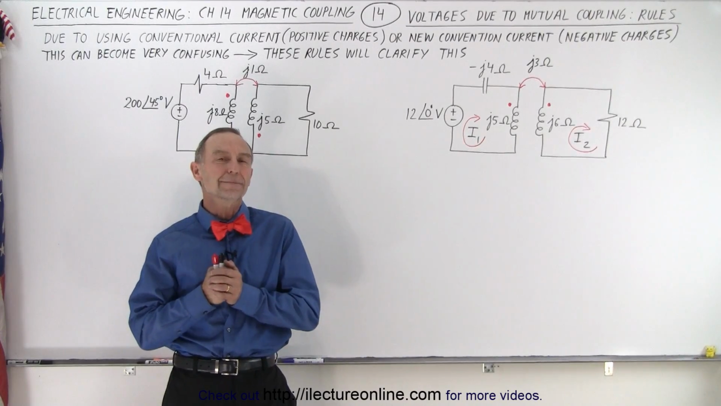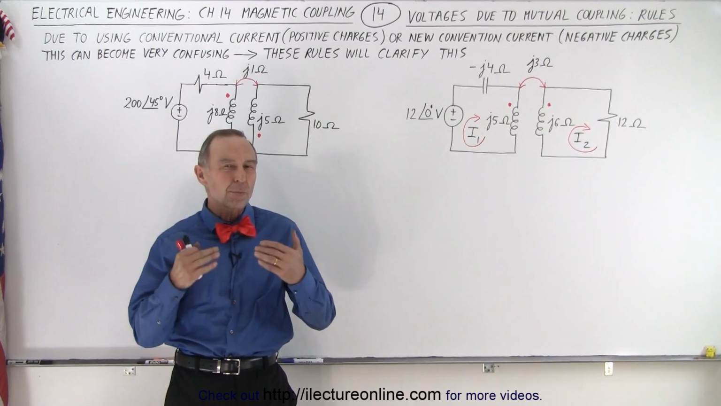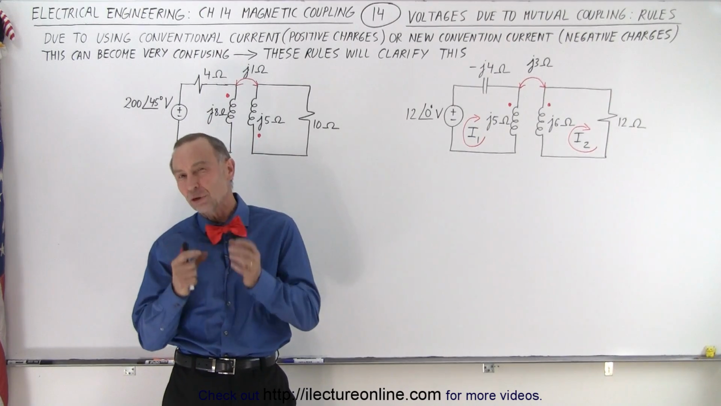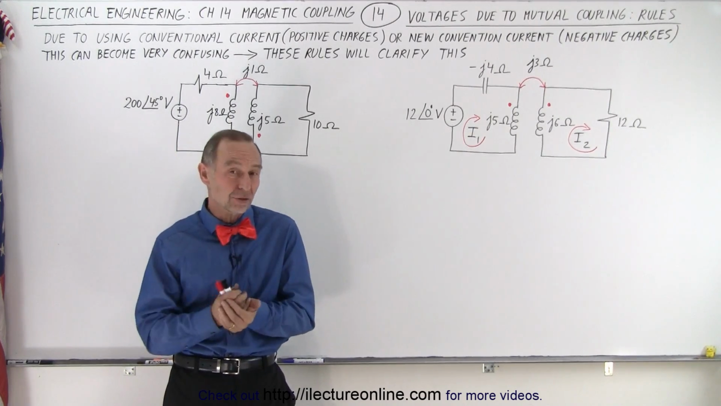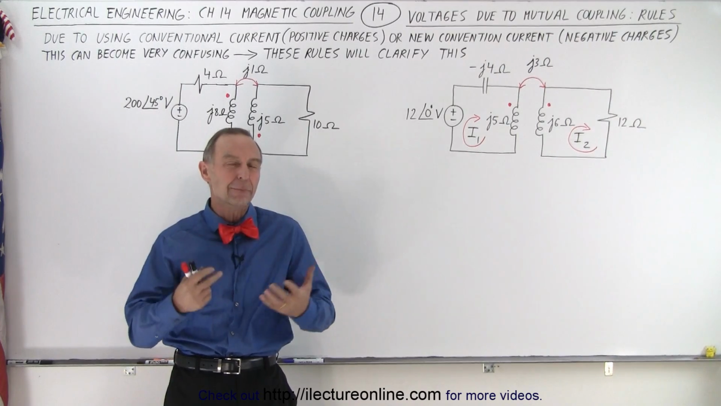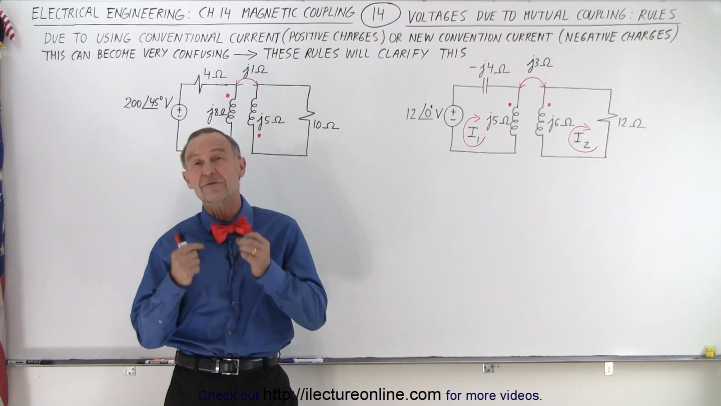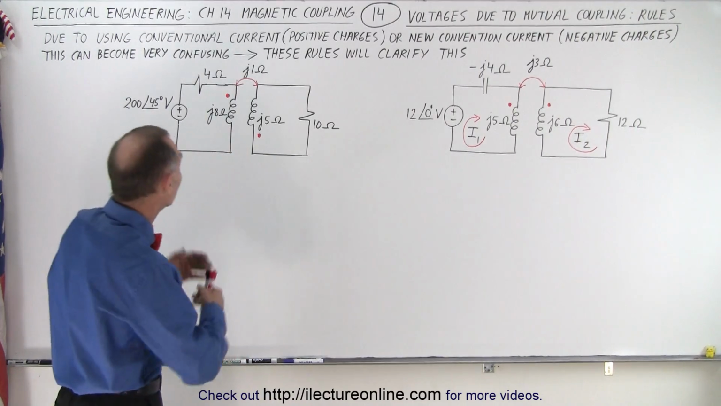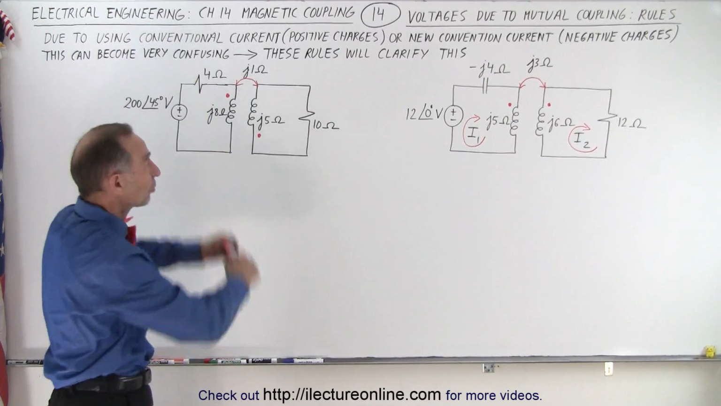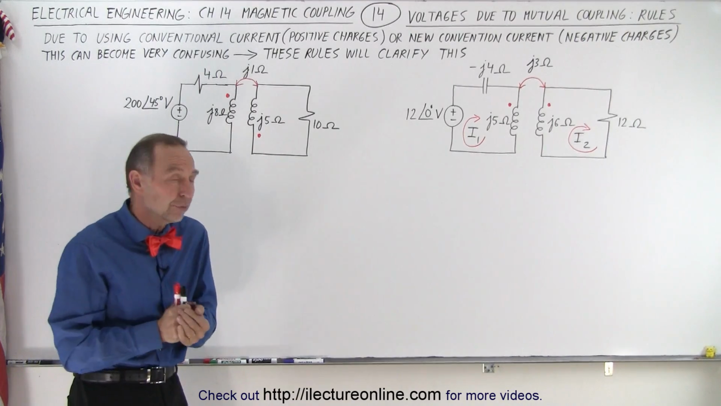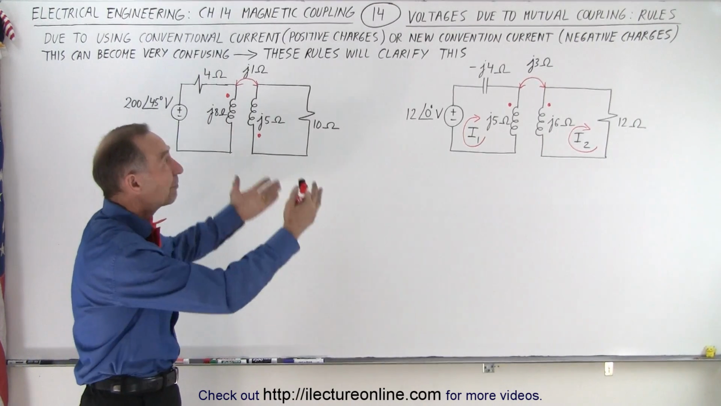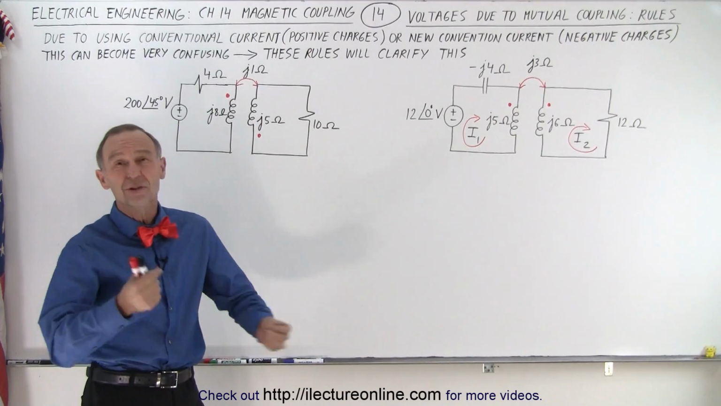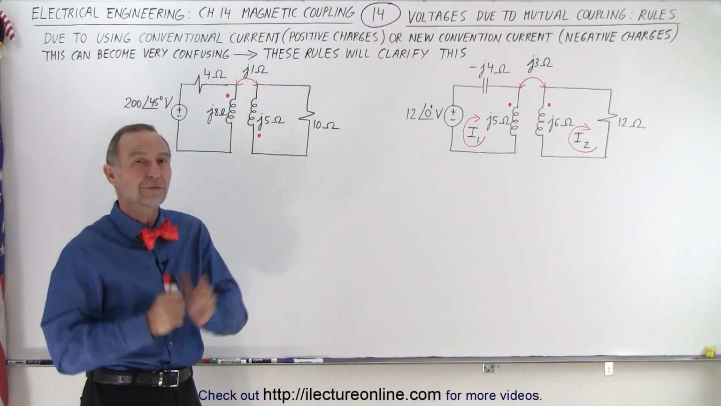Welcome to our online lecture dealing with mutual inductance and trying to find the voltage drops and the current directions related to the KVL method of solving circuits. It can get very confusing, because sometimes we use conventional current, meaning positive charges are moving, and sometimes we use the newer convention of current, which means negative charges are moving. And of course, then all the signs turn around, so it can get very confusing.